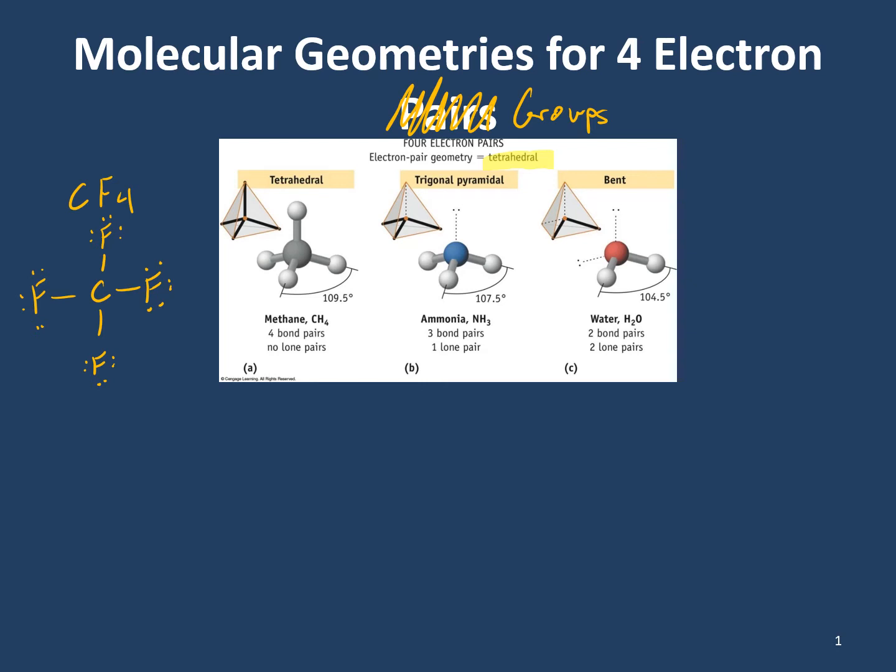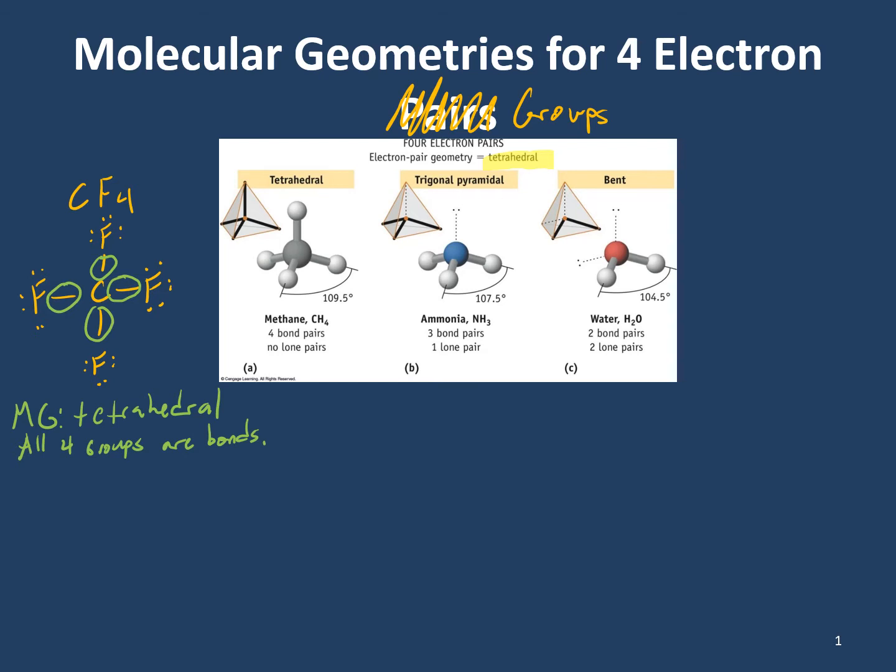we can see that there are a total of four groups around carbon. 1, 2, 3, 4. Now these four groups mean that its electron group geometry is tetrahedral. And because all four of those groups are bonds and none of them are lone pairs, the molecular geometry is also tetrahedral. All right, so this occurs when all four groups are bonds.